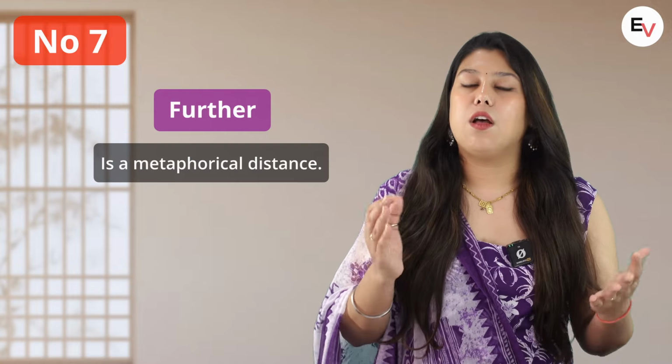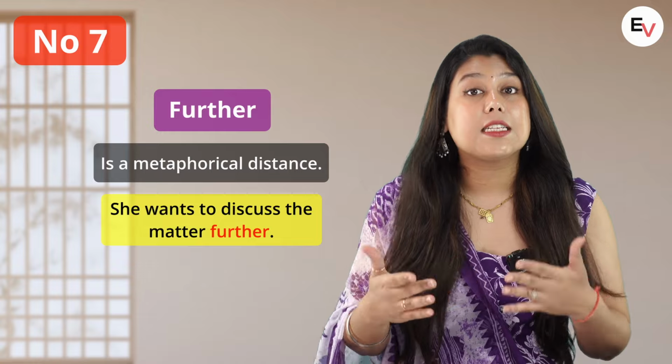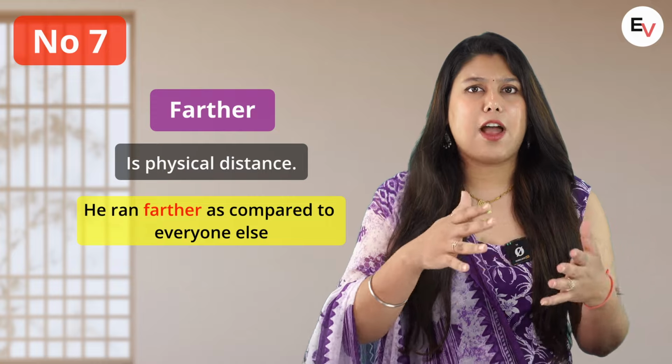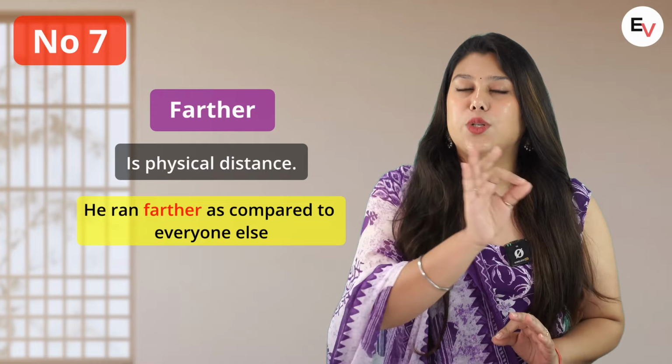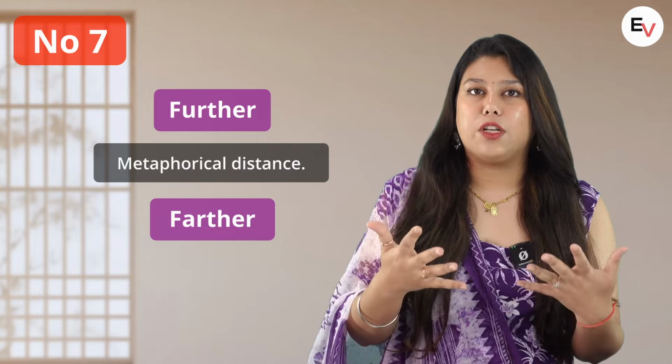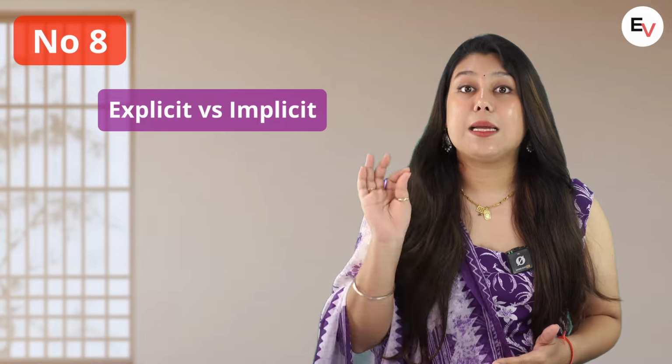Now, further is a metaphorical distance. For example, she wants to discuss the matter further. And farther, on the other hand, is physical distance. For example, he ran farther as compared to everyone else. So, further is metaphorical distance and farther is physical distance. Moving on to our next pair of words, explicit versus implicit.